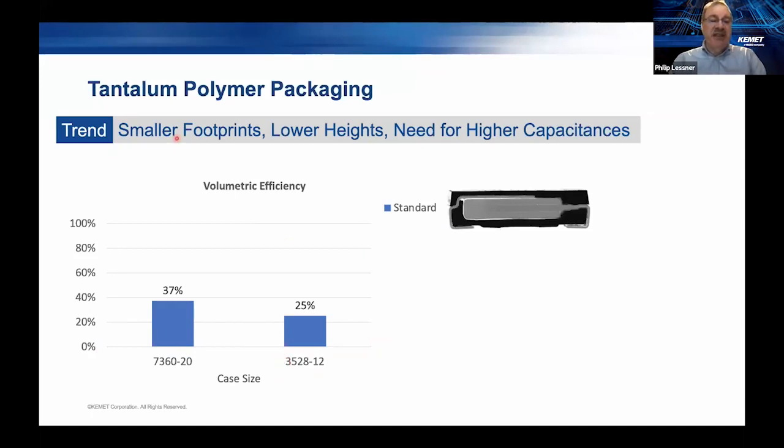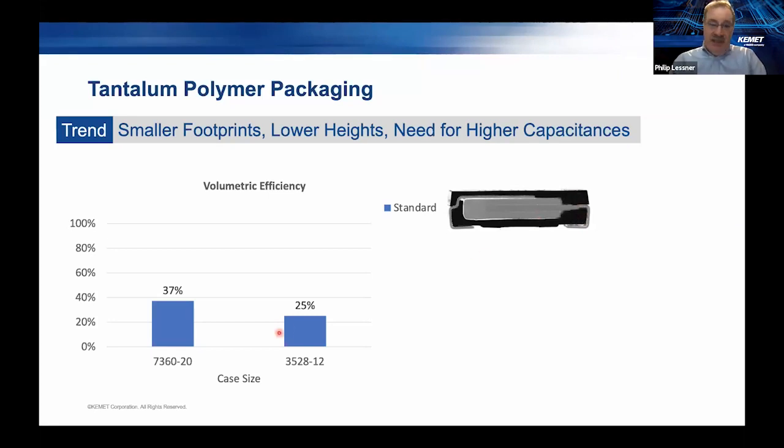So the trend is to have smaller footprints, lower heights, and the need for higher capacitances. One of the issues around the packaging of tantalum polymer is that there's a fair bit of wasted space in the package. So this gray area in the middle is the active element, and the black area around it is really the molding or the encapsulation, which is really space that's not available for the active element.